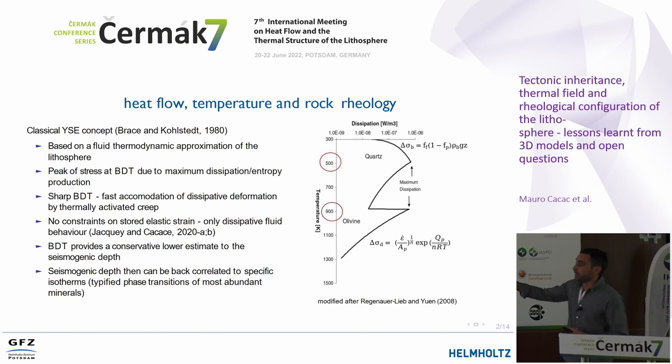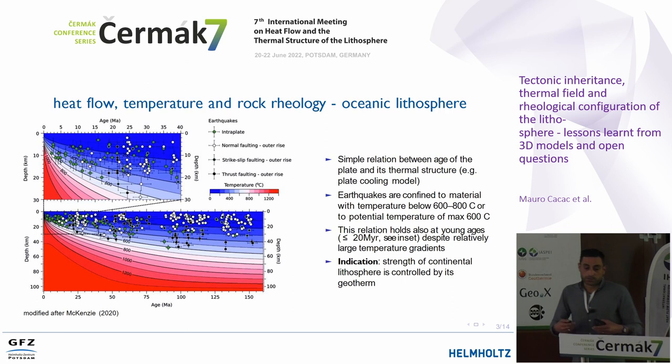And you find in the laboratory that the isotherms that identify these peaks are typical isotherms that also bound the phase transitions of the most abundant minerals in the rock. That is what we know from geodynamics. When you do that, that's the laboratory experiment and the theory behind it, then you start to look at data.